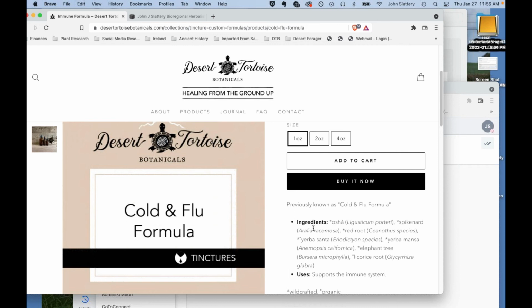But this formula, although it's called immune formula, is largely focused on the respiratory system. Yet we also have red root. I've talked about red root a lot, or repeatedly, I should say, over the past several months. And red root is a very important herb in many settings, and I feel is even more important now.